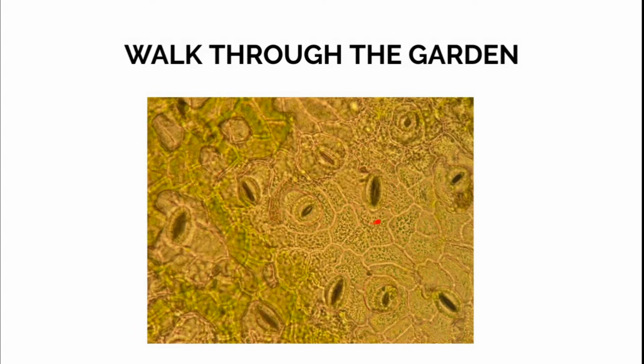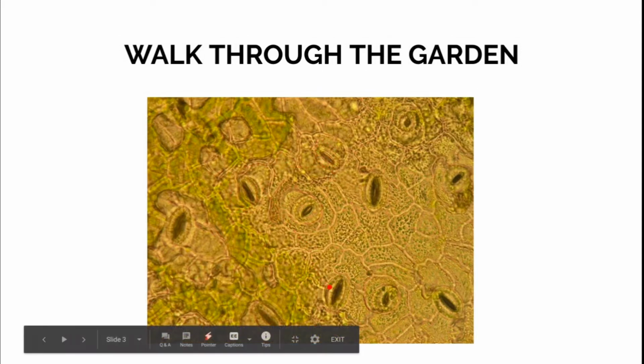Wow. Now these are the stomata. If you magnify a leaf, these openings, this one, this one, this one and this one, are the stomata through which the leaves take in carbon dioxide and release oxygen during the process of photosynthesis. So now you have seen the stomata. Now let's walk further.